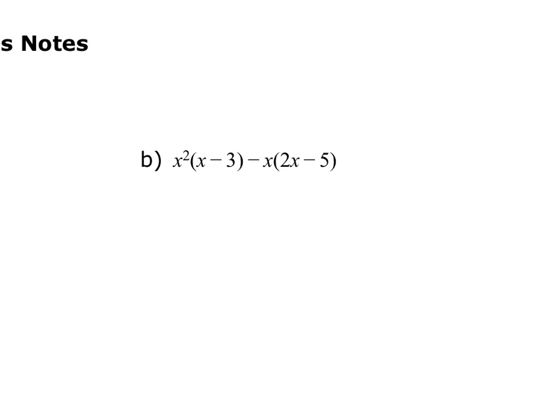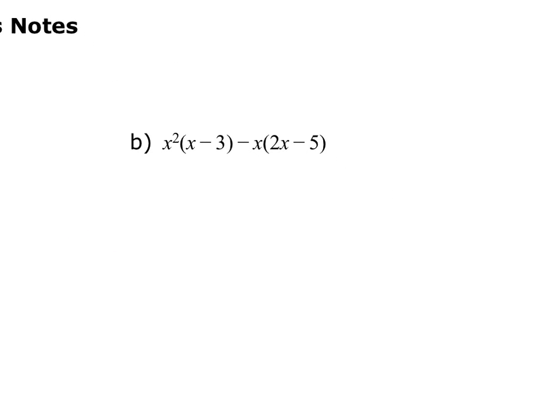B. So for B, we're going to have to distribute twice and then combine like terms. So I've got x squared times x minus 3, minus x times 2x minus 5.